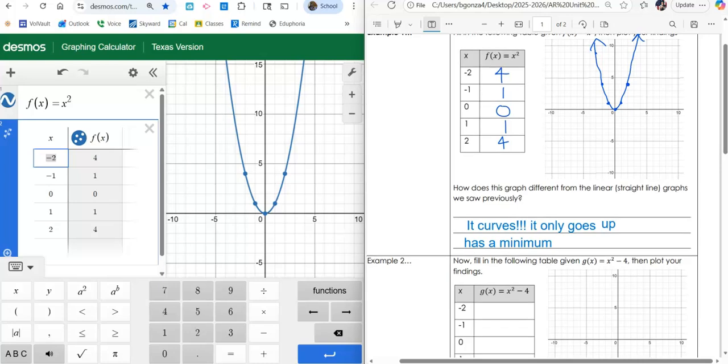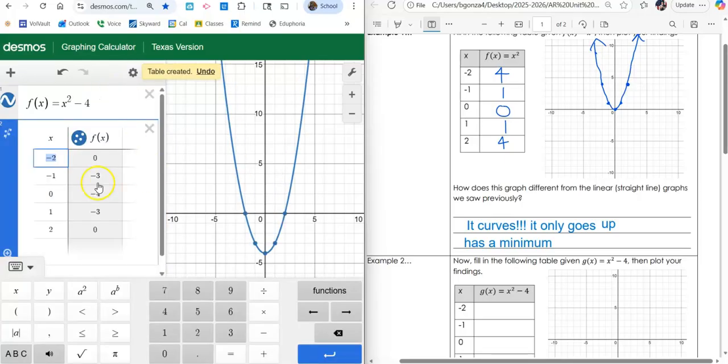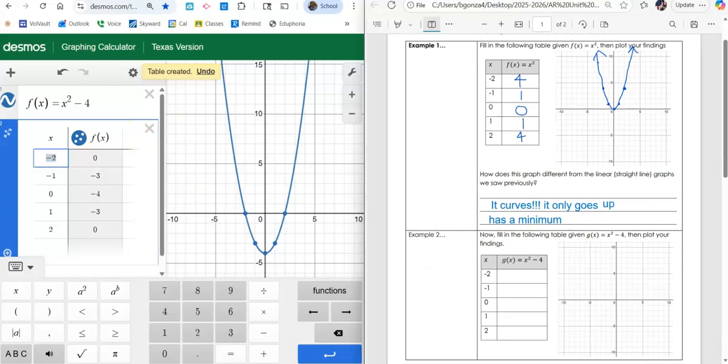Now, what we're going to do is do the following. X squared minus 4. So we're going to start over. X squared minus 4. Hit the gear. Get the table. And now we're going to fill out this table. Sound good? So let's fill out this table down here. Negative 2 gives me 0. Negative 1 gives me negative 3. 0 gives me negative 4. 1, negative 3, 2, 0.